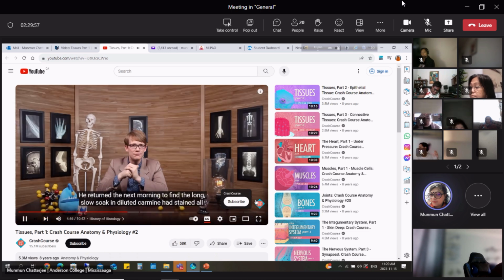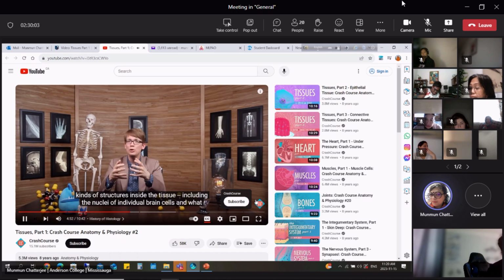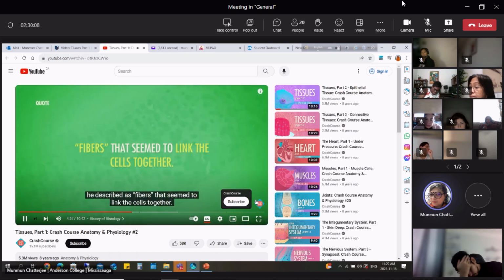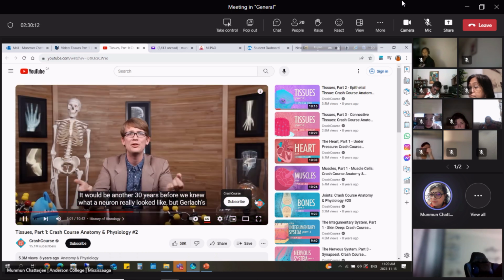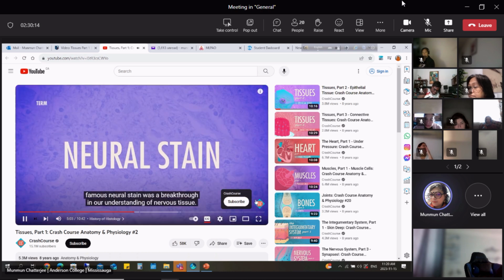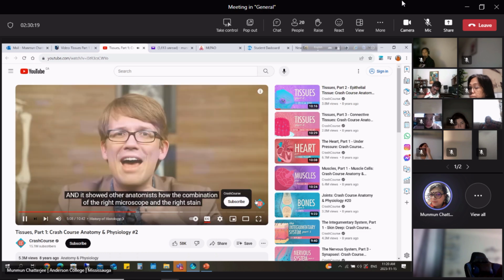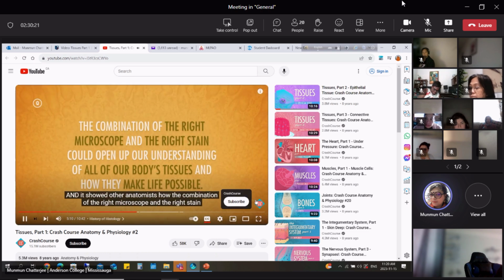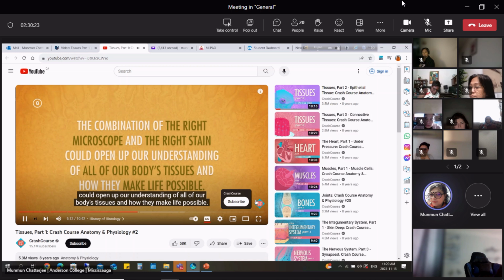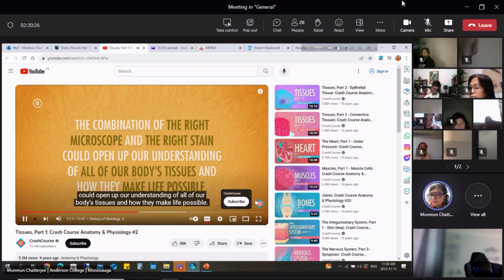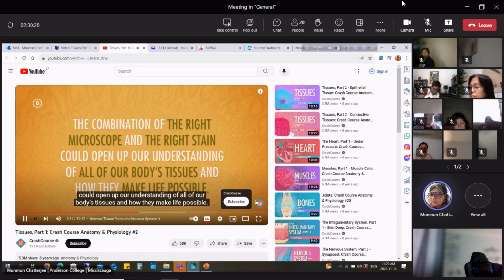He returned the next morning to find the long, slow soak in diluted carmine had stained all kinds of structures inside the tissue, including the nuclei of individual brain cells and what he described as fibers that seemed to link the cells together. It would be another 30 years before we knew what a neuron really looked like, but Gerlach's famous neural stain was a breakthrough in our understanding of nervous tissue. And it showed other anatomists how the combination of the right microscope and the right stain could open up our understanding of all of our body's tissues and how they make life possible.